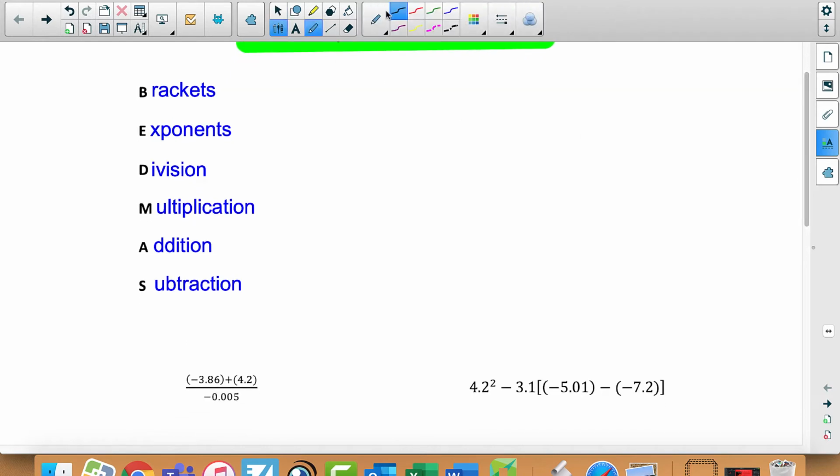And also remember that if you come down to division and multiplication steps, you go from left to right. They're kind of equal to each other. And if you come down to addition and subtraction steps, you go from left to right. They're kind of equal to each other.